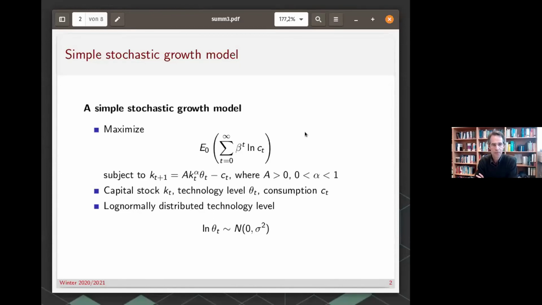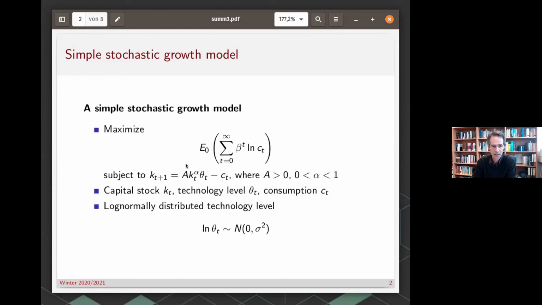So we have the same objective function. We want to maximize the sum of the discounted utilities, with the only difference that now we have got an expectation operator in front of that. The law of motion is almost the same. The only difference is that we have an additional variable here, which we interpret as the technology level. So K is, as before, the capital stock. C, of course, is consumption. Log of C is the utility of consumption. We have a normalizing constant A.